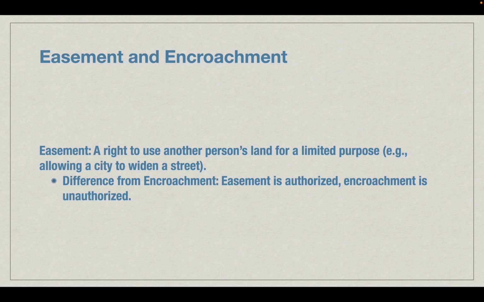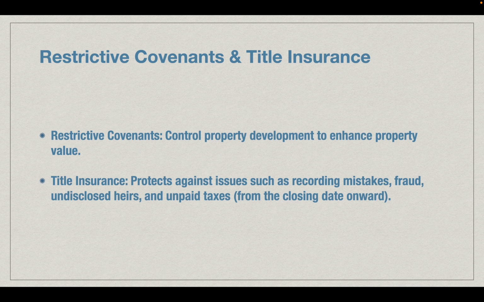An easement is when someone has the legal right to use part of your property for a specific purpose, like letting the city widen a street. It's different from encroachment, which is when someone uses your land without permission. Easements are authorized, while encroachments are not. Restrictive covenants are rules that control how a property can be developed, often to keep the neighborhood looking nice and property values high.